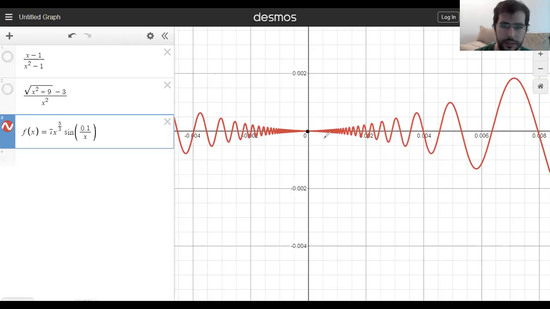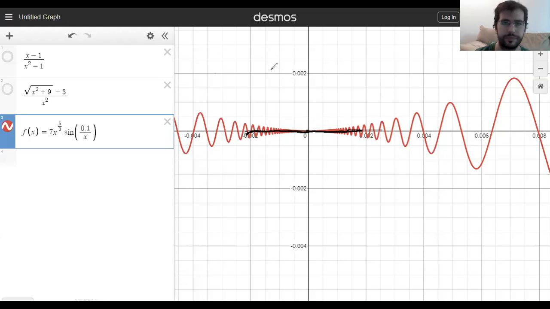So the question is, is this line tangent to the curve? And I think a perfectly valid answer would probably be to say no, but I kind of want to say yes.